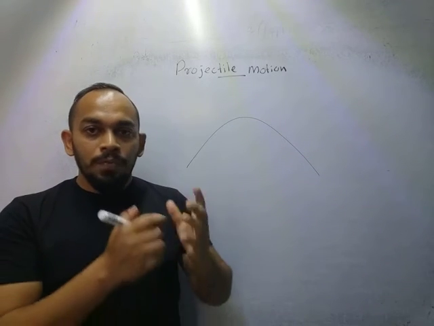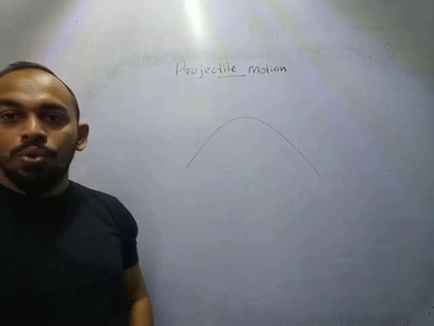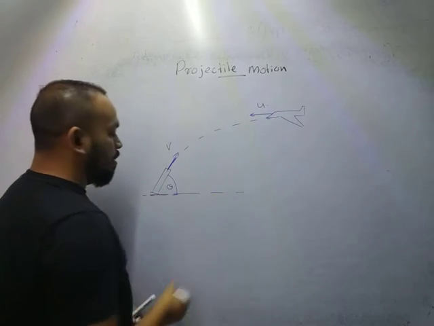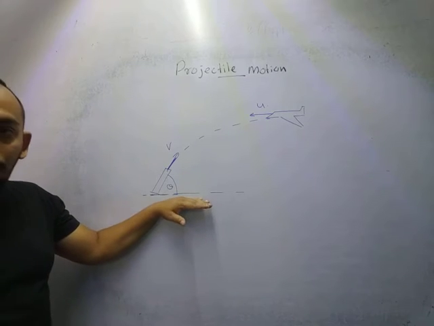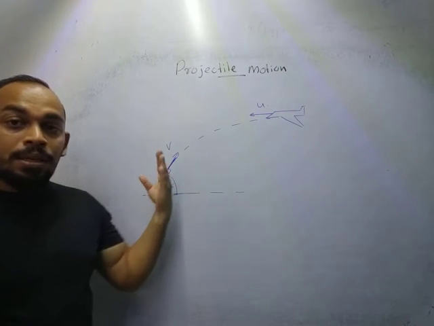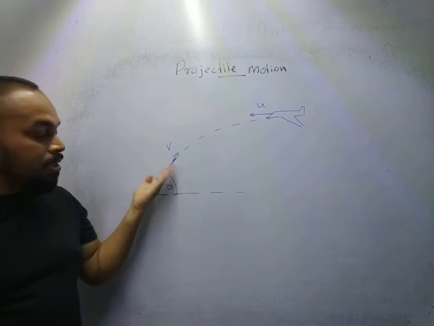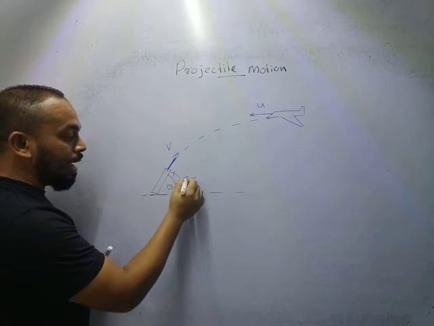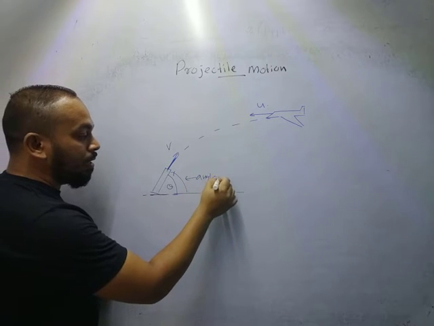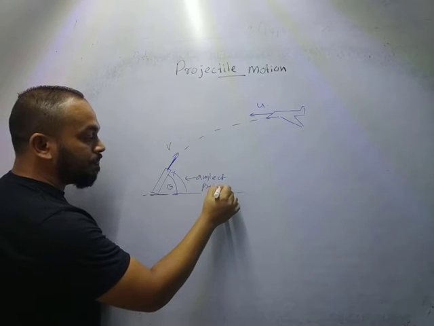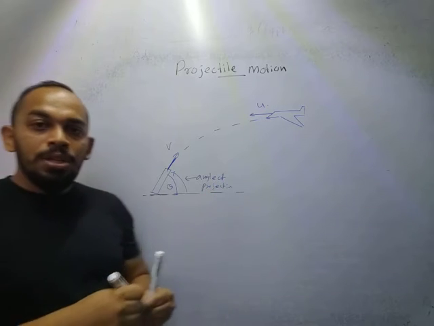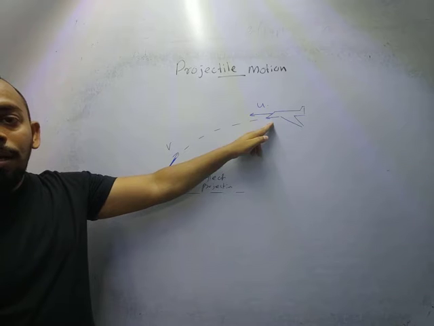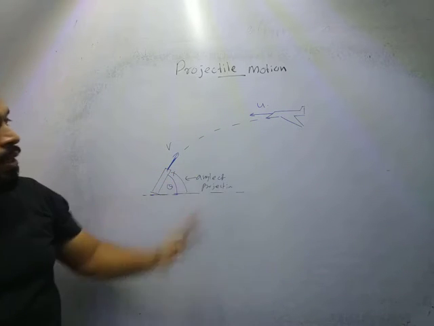For example, suppose you want to shoot something like this. You have a gun on the ground, located at some point. You can change the direction or the angle. This is called the angle of projection. By changing the angle of projection, you can shoot at different points.